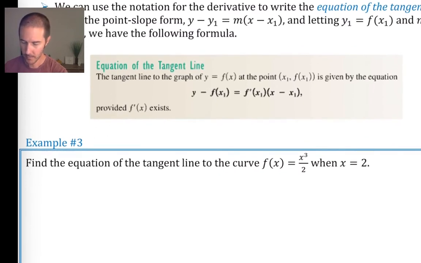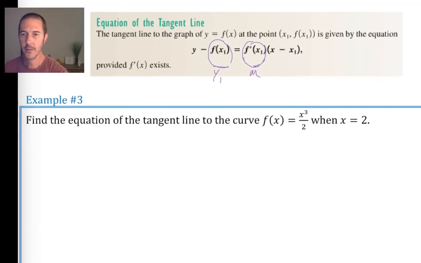We're being reminded of the point slope form for the equation of a line. This essentially says y minus y1 equals m times x minus x1. All right, so that's what those represent based on how we originally saw point slope form. So let's try to find the equation of the tangent line in example 3.